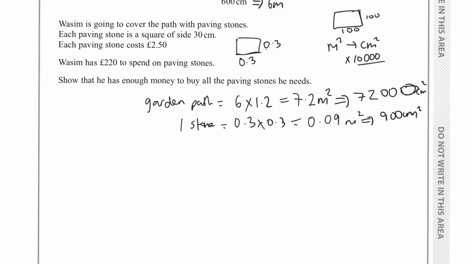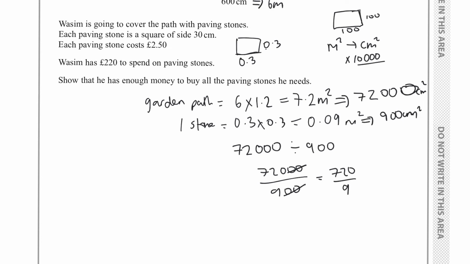So then now we're going to do our 72,000 divided by our 900. To make life easier, we could write it this way as well. Either way, you should get the right answer. Cancel the 2 zeros, so you're left with 720 divided by 9. And then we know that 72 divided by 9 is 8, and then add the 0 from the top. So you've got 80. So then now we know that there's 80 total stones that he needs.